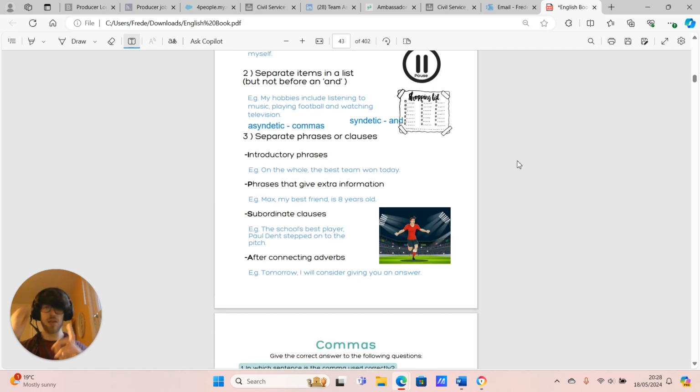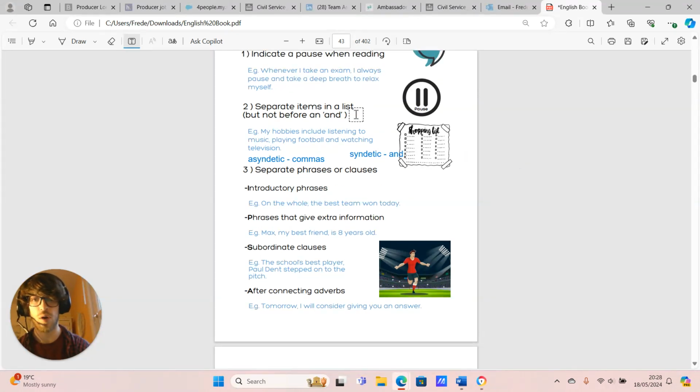Okay. Now there is something to note here. You see in the brackets here it says but not before and. In the example you don't have one here. Playing football and watching television. Now this, I'm going to be unbiased. I'm going to sit on the fence and I'm going to say you can decide. This is actually a huge debate whether or not when you are doing lists there should be a comma before the and that comes before the final thing in the list, i.e. watching television is the final thing in the list, the and comes before it. There would be a huge debate on whether there should be a comma after football and before and or not.